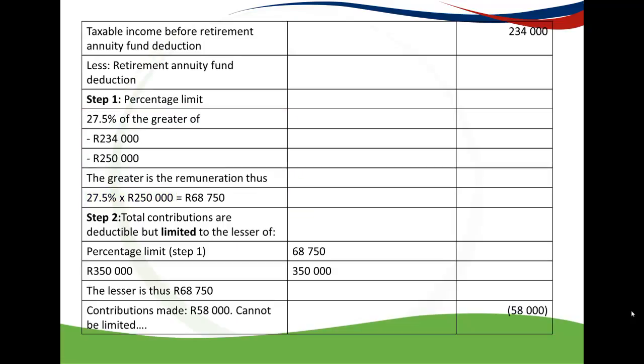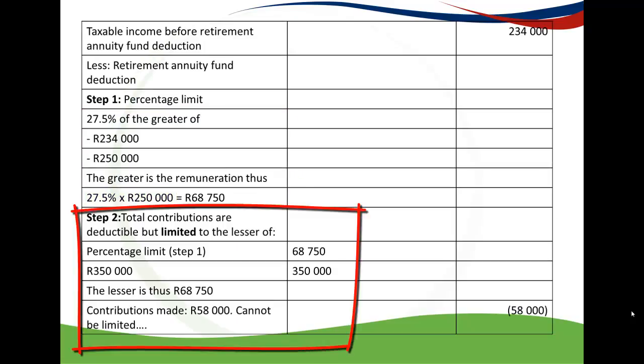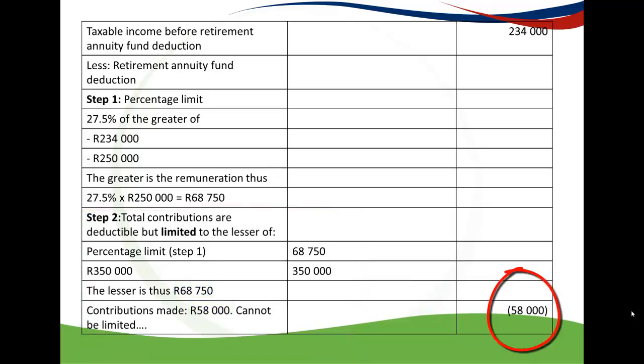Our second step is we take our total contributions, but we limit it to the lesser of the percentage limit, or 350,000 Rand. Now we know that the percentage limit we just calculated was 68,750, and 350,000 Rand is a given. So the lesser of the two is obviously 68,750. Now the contributions made was 58,000 Rand. 58,000 Rand is less than the limit, therefore you can go and deduct your full contribution.